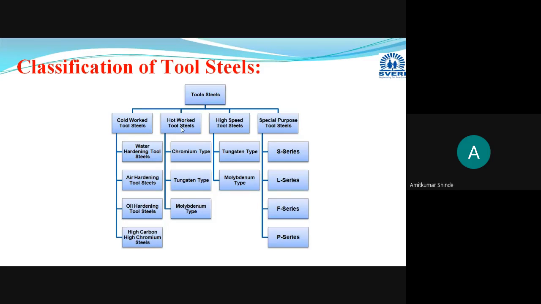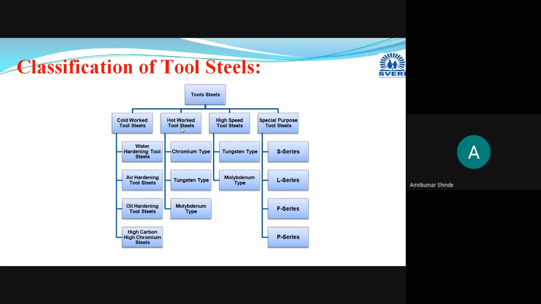And the operations which we are performing below the recrystallization temperature of that metal or alloy, that will be termed as cold working. And the process or operation which we are performing above recrystallization temperature and just below the melting point of that particular metal or alloy, that will be termed as hot working.